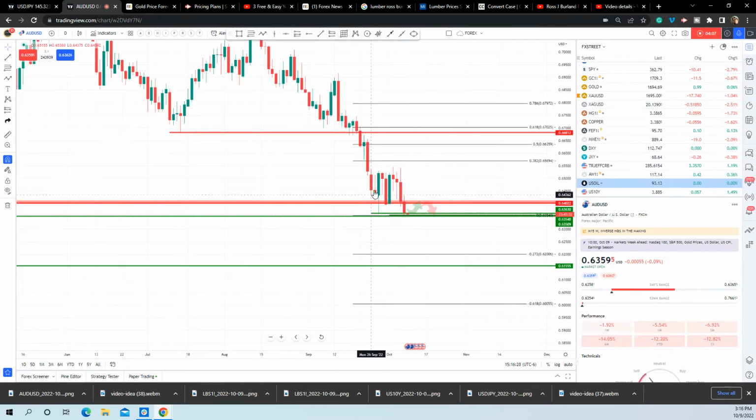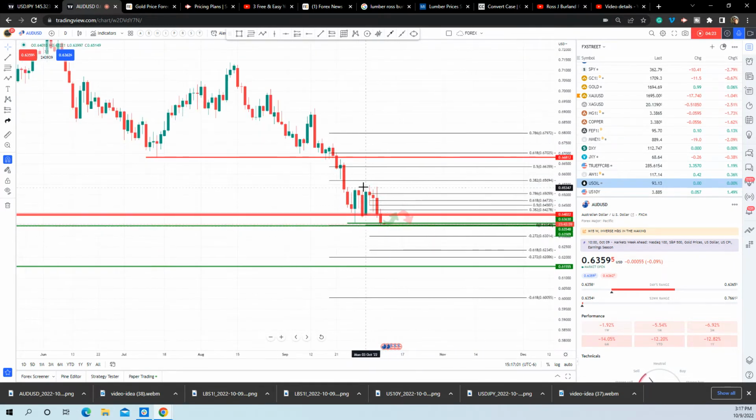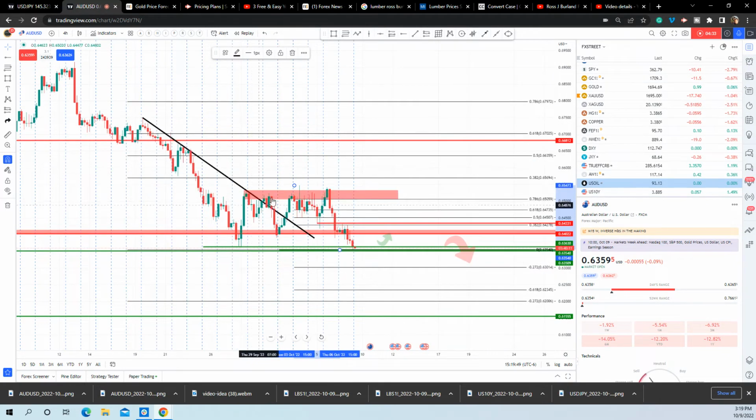Now, on the daily, we've got this sort of double top, 1, 2, 3, 4, 5, 6, 7 top, if you want to call it that. And we've got this resistance. We could see a 38.2 retracement to test that, and then the push lower, like so.